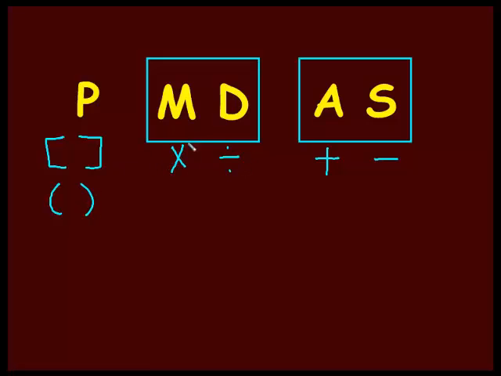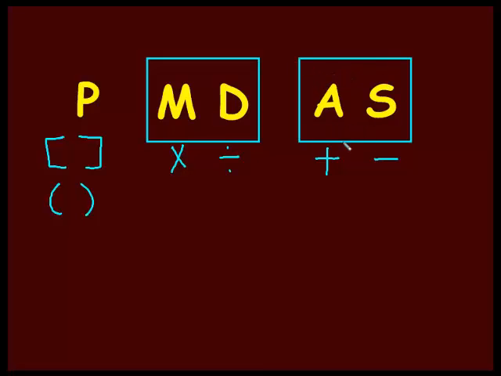Multiplying and dividing are of equal importance. That's why they're boxed. You do these in the order they come in the number sentence, from left to right like we read. So if I see multiplication first and then division, I'll do it in that order. If I see division before multiplication, I'll do division first. These have equal importance. The very last operations you do are adding and subtracting.